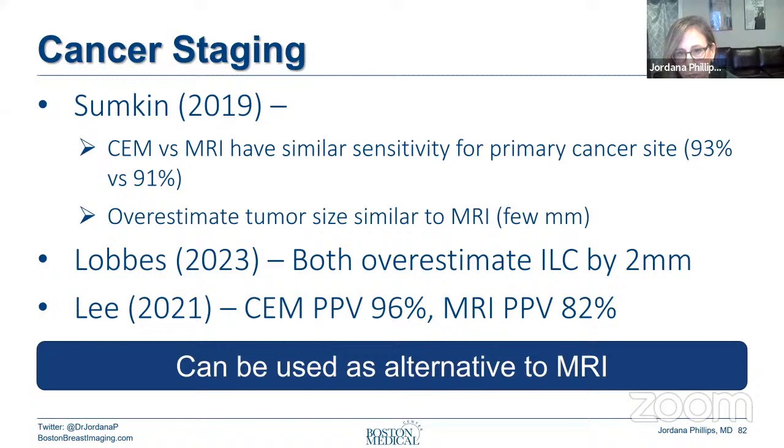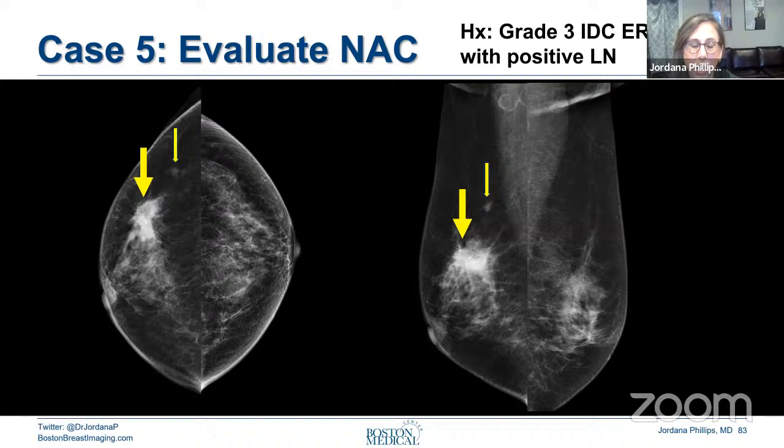So now we're going to look at a different area, a different clinical indication, which is using contrast-enhanced mammography to evaluate for neoadjuvant chemotherapy. So this was a patient who had a grade 3 HER2-positive breast cancer and had a positive lymph node.